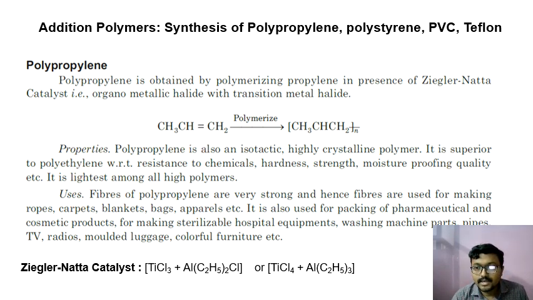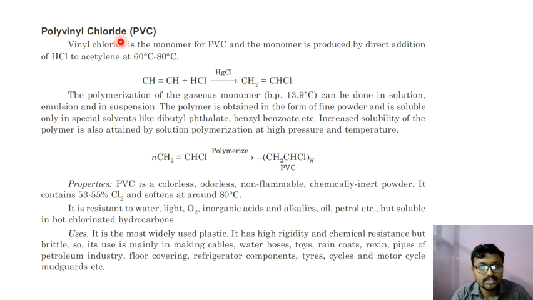Okay. Next one is polyvinyl chloride. First we have to prepare the vinyl chloride. So what is vinyl chloride? Vinyl chloride means CH2=CHCl. If we take an acetylene molecule and react it with HCl in the presence of mercurous chloride, Hg2Cl2, then it will form vinyl chloride. Now, if we use this vinyl chloride in the polymerization reaction, we will get polyvinyl chloride, PVC.